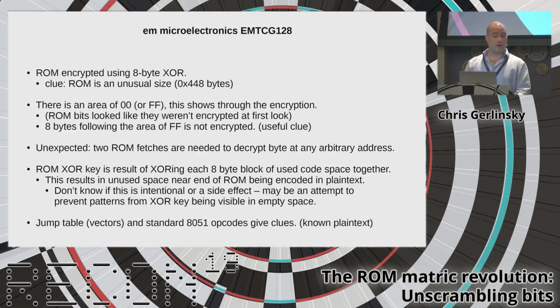The area that was all FFs was a little bit of a decoy at first. Looking at the ROM at first, it would have appeared to be not encrypted because you're seeing such a static block like this. But in this case, it's the side effect of the key that they chose. And the 8 bytes following FF resulted in not being encrypted. And that was a good clue, because seeing those 8 bytes that were valid 8051 code was a sign that things were pretty close, that it was going to be able to figure out exactly how to descramble the rest.